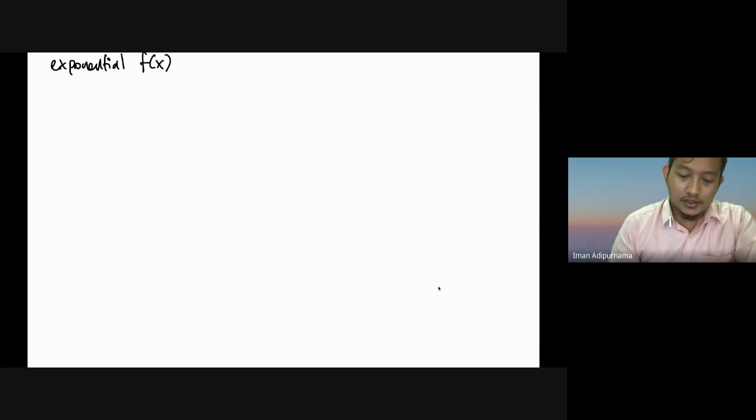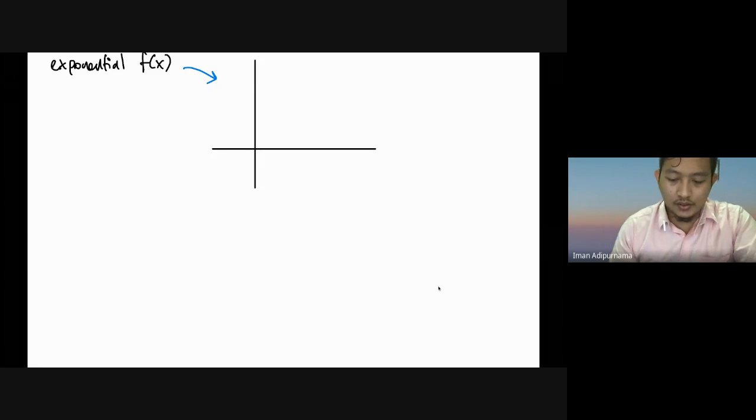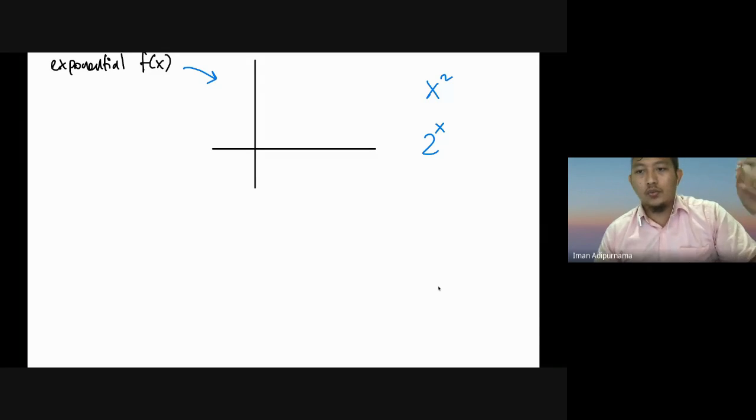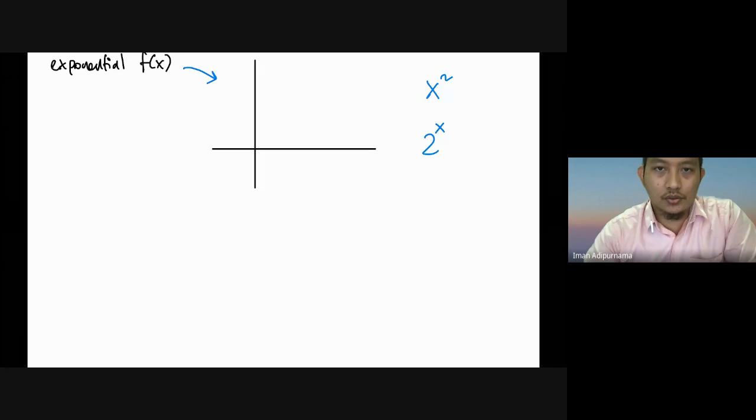Okay, let's go to the exponential functions. So what do you know about exponential functions? I think I've shown you before, I forgot when, for example x squared, and 2 to the power of x. You need to know the difference between these two, at least from the graph.